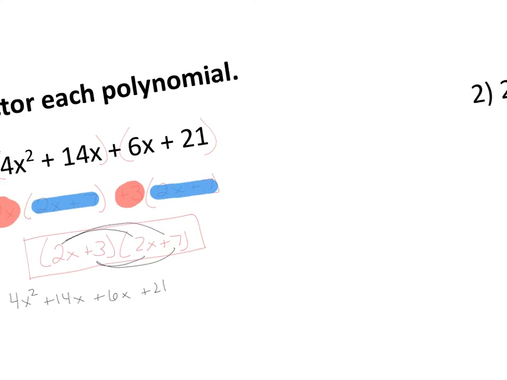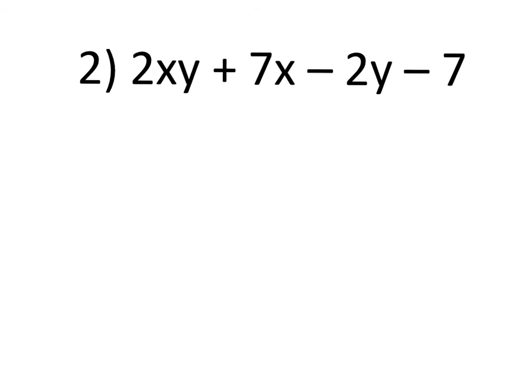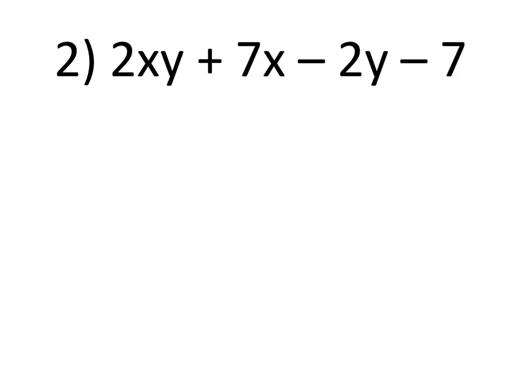All right, let's try another one. On this one, again, look for a GCF between all 4 parts. Well, 2s and 7s aren't going to have anything in common, and we don't have variables in all of them. So our second step will be to group. Now keep that negative with that 2.